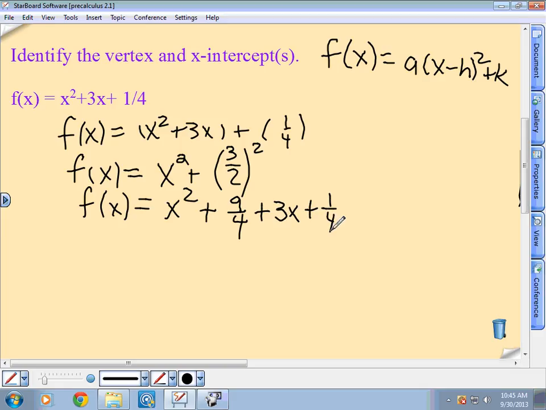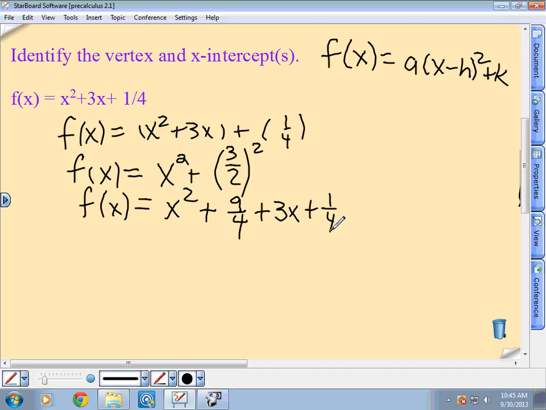But what have I done from here to here? What did I add to my equation? I still got an x squared, I still got a 3x, I still got a 1/4. I added 9/4. Well, can I just add 9/4 to something? No. So to make that equation even, what do I also have to do? Add 9/4 to the other side.